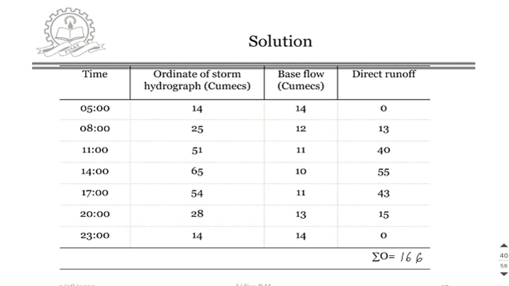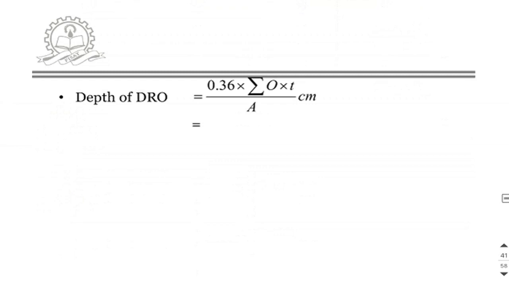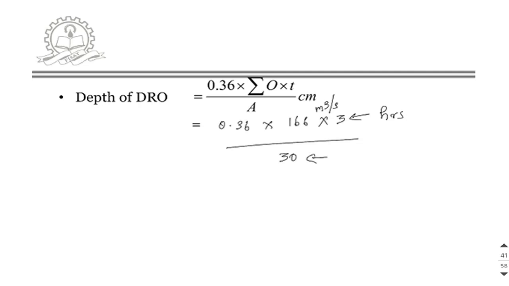The next one is the direct runoff depth, that is the value which we have to find out. Here sigma O is 166, time is 3 hours, and area is given in the question as 30 kilometer square. In this formula, sigma O is substituted in meter cube per second, time in hours, and area in kilometer square. Calculating the value, you will get 5.98 centimeters.